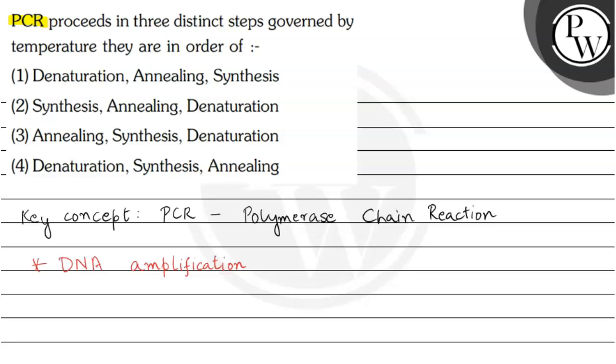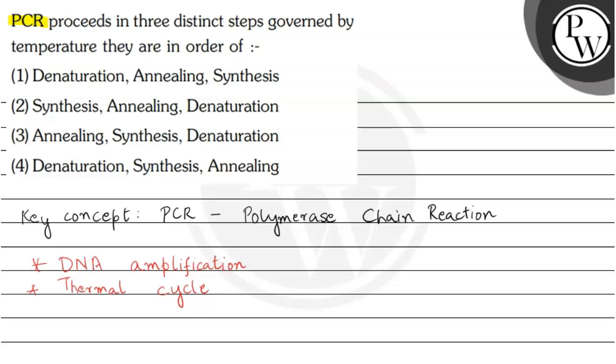Now, PCR is a thermal cycle. That is, with each step, there is a change in the temperature. Or we can actually say that due to the change in temperature, there are different steps that take place during PCR. So there is a thermal cycle which takes place during PCR.